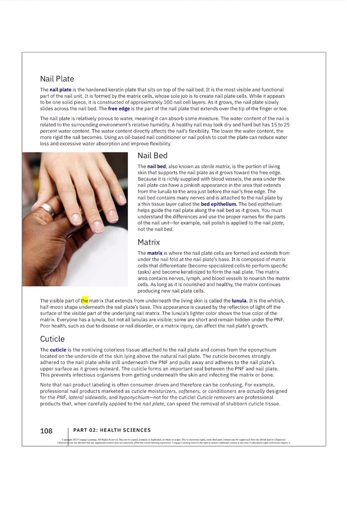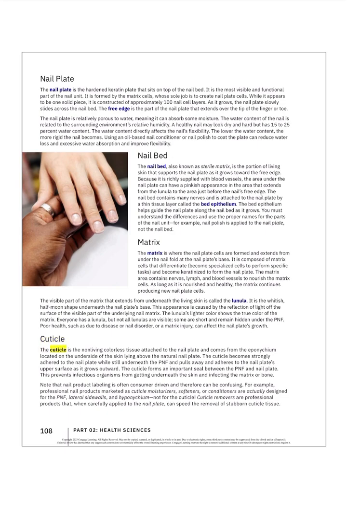The visible part of the matrix that extends from underneath the living skin is called the lunula. It is the whitish, half-moon shape underneath the nail plate's base. This appearance is caused by the reflection of light off the surface of the visible part of the underlying nail matrix. The lunula's lighter color shows the true color of the matrix. Everyone has a lunula, but not all lunulas are visible. Some are short and remain hidden under the PNF. Poor health, such as due to disease or nail disorder, or a matrix injury, can affect the nail plate's growth.